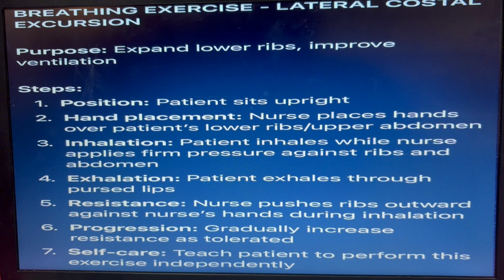Okay, next is lateral costal breathing, focused on expanding the lower part of the lungs. This is important after surgery because the upper chest is often used for shallow breathing due to pain. The nurse provides resistance with hands during inhalation to strengthen respiratory muscles. Once the patient learns, they can do it themselves by placing their own hands on the ribs, and this prevents atelectasis and improves oxygenation.